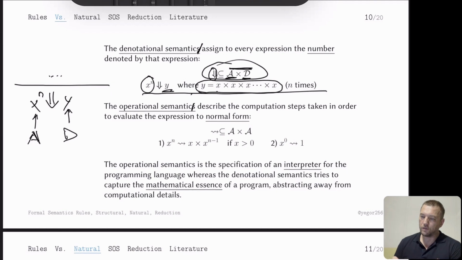Operational semantic is different. In operational semantic, we describe computation steps taken in order to evaluate the expression to normal form. It means that we say, if on the previous, I like this metaphor with the language.